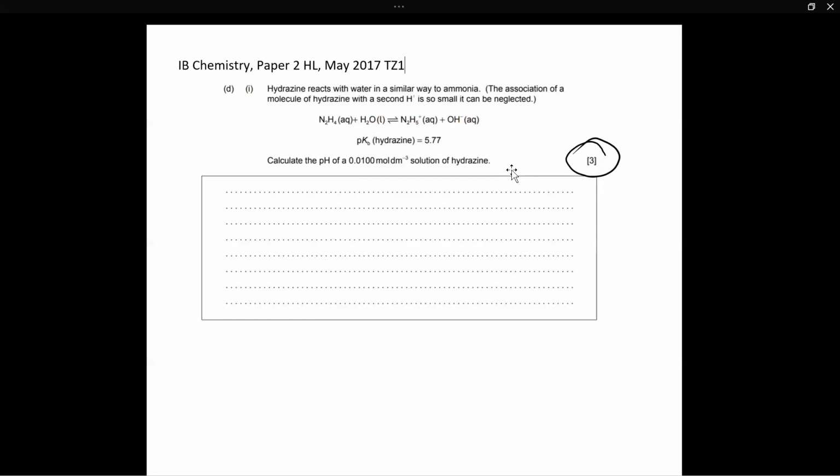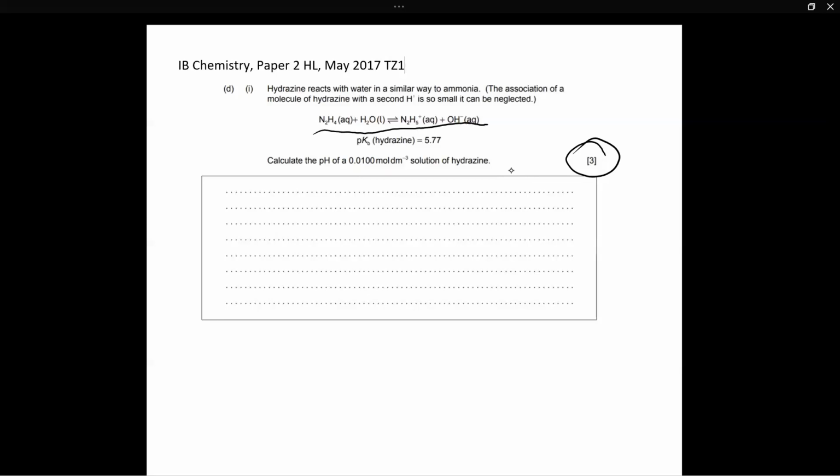So this question is actually from paper 2 HL from May 2017, time zone 1. And in this, they have told us that hydrazine reacts with water in a similar way to ammonia. The association of a molecule of hydrazine with a second H plus is so small it can be neglected. And they've given us the equation of the reaction happening over here.